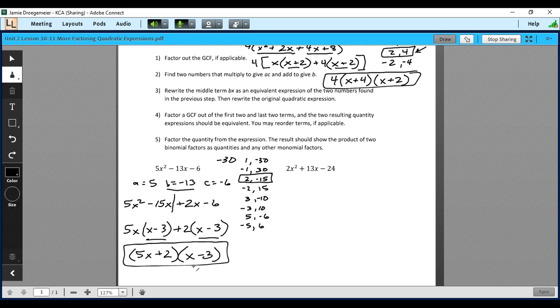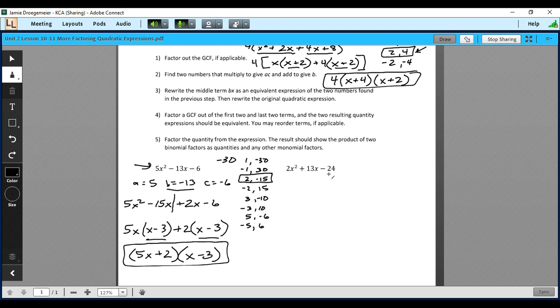And remember, you can always check these. If I go ahead and multiply these back together, I should end up back where I started at 5x squared minus 13x minus 6. All right, and I've got one more example for you here.